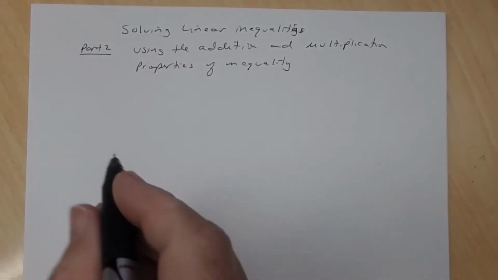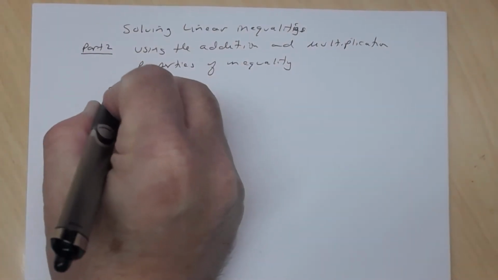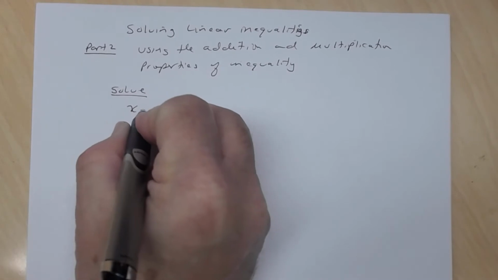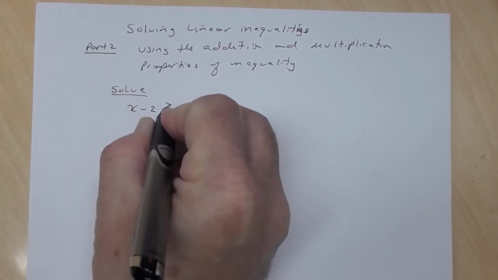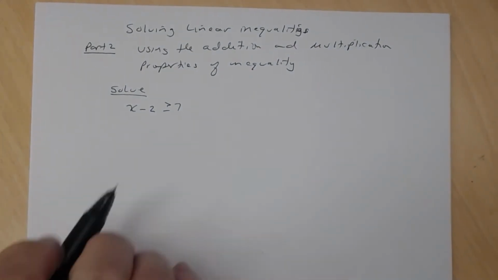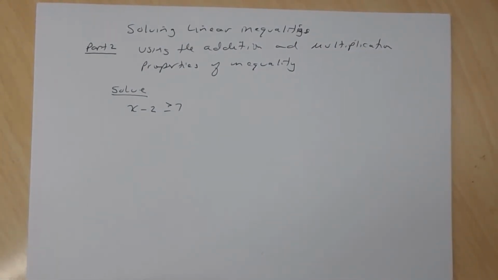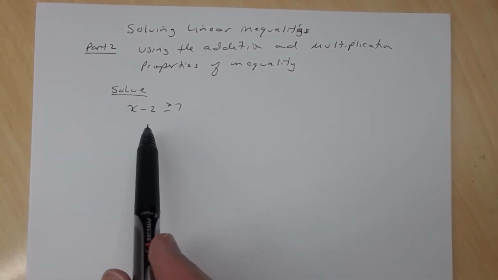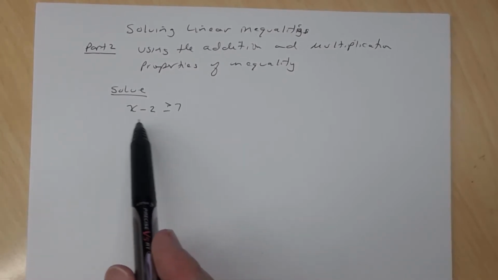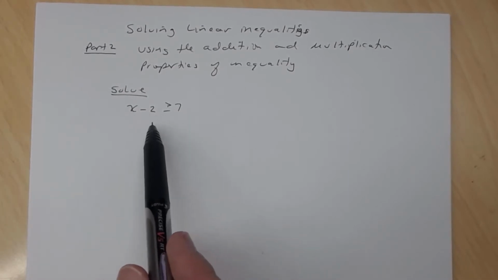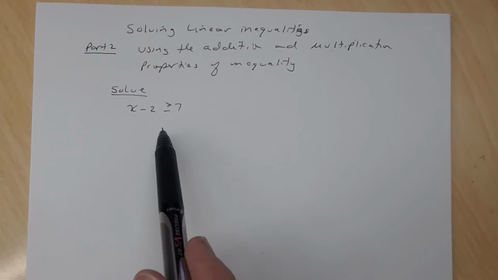So for example, if we want to solve this inequality, suppose we had x minus 2 is greater than or equal to 7. So x minus 2 is greater than or equal to 7, and I'm going to solve this inequality. If this were an equation, you would add 2 to both sides. You would use the addition property of equality, so you would add 2 to both sides. You solve an inequality just like you would an equation.